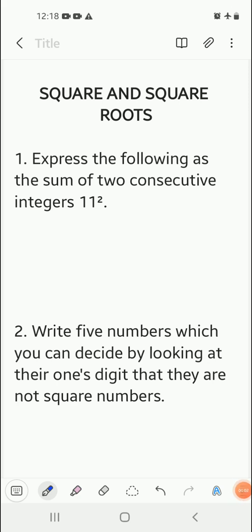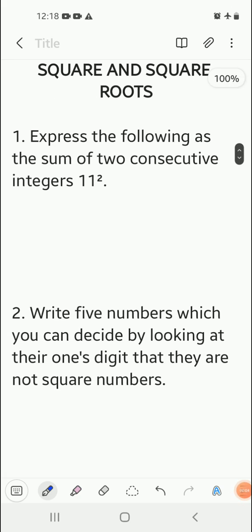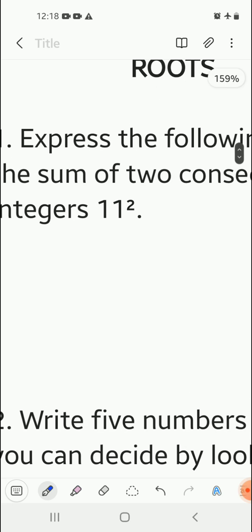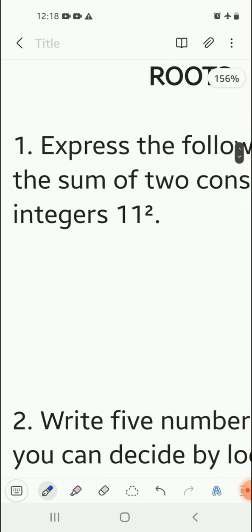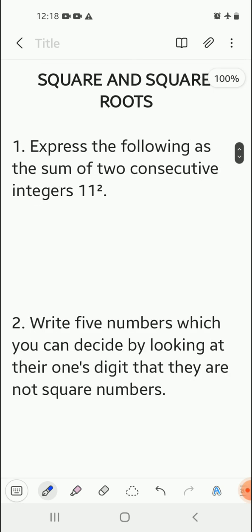Today's topic is some important sums from square and square root. We have to express the following as the sum of two consecutive integers. The number given to us is 11 square. Consecutive means one after another, a number and the number after that.